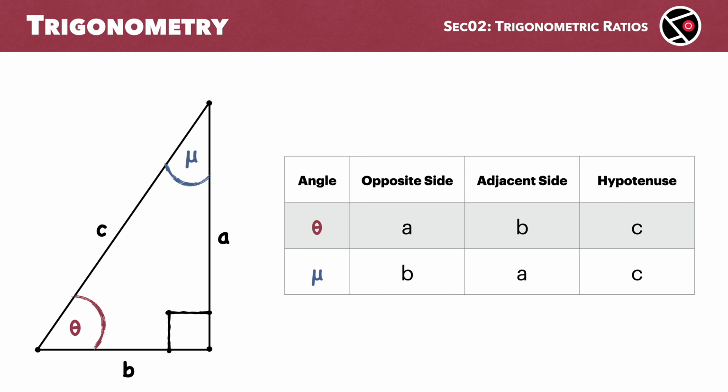Here is an important point to remember. The opposite and adjacent sides are always defined relative to the angle you are focusing on. They can change depending on which angle you are looking at. For instance, side A is opposite to angle theta. But when we consider angle mu, side A is adjacent to it.